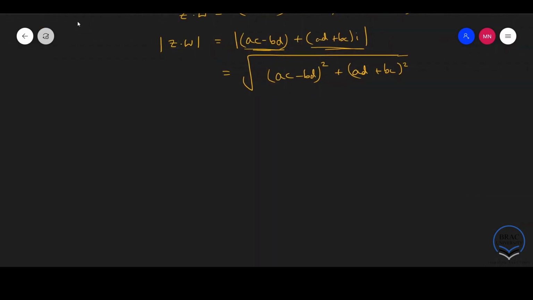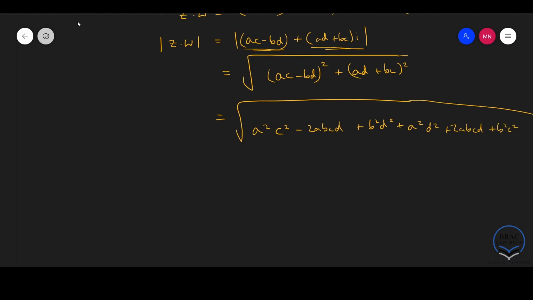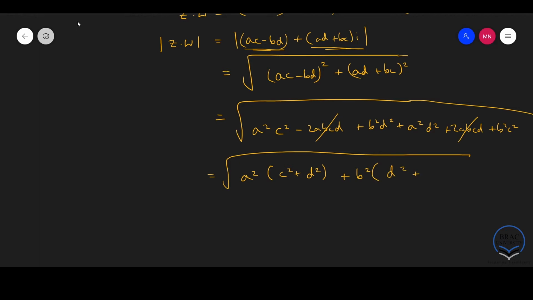right? So what I can do now is I can just expand this all out. If I expand this, I will get a squared c squared minus 2abcd plus b squared d squared plus a squared d squared plus 2abcd plus b squared c squared, right? And these terms, they cancel out. And if I factor out an a squared term, I will get c squared plus d squared plus b squared. So I'm factoring out a b squared term now. I have d squared plus c squared.